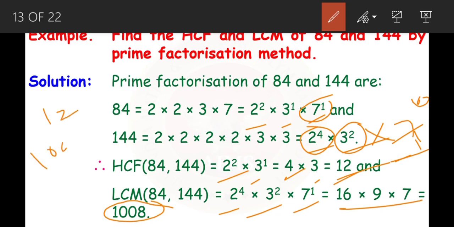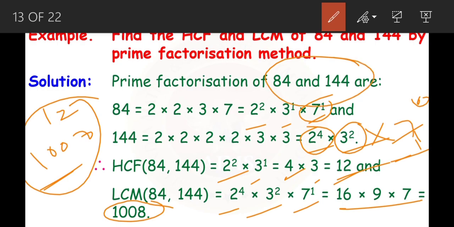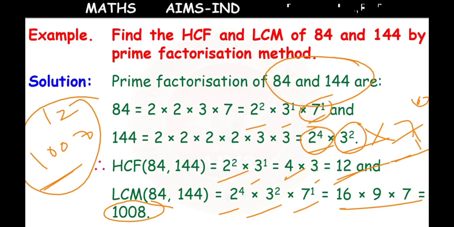The LCM is 1008. If we multiply both these numbers, this value will be equal to the product of 84 and 144. Okay, children, like that we can find it with the prime factorization method, or we can prove it with the HCF and LCM relationship method.